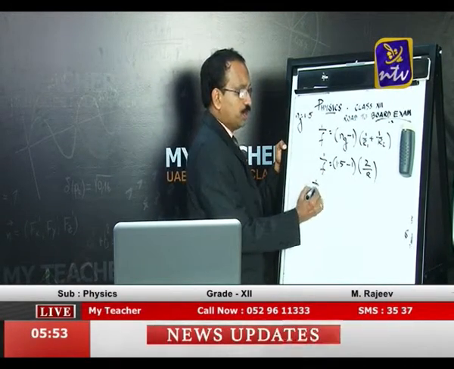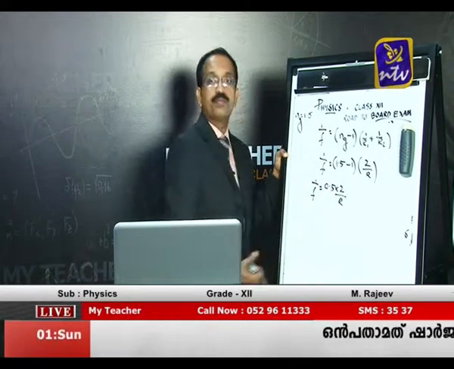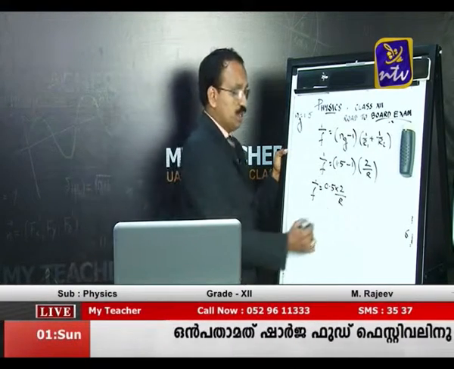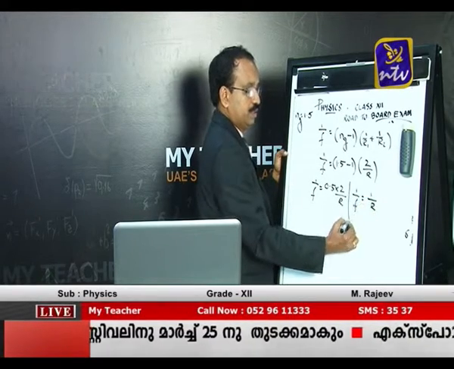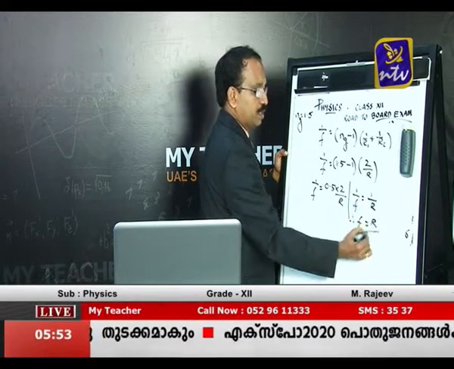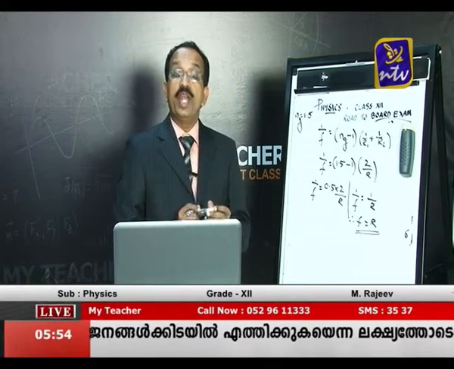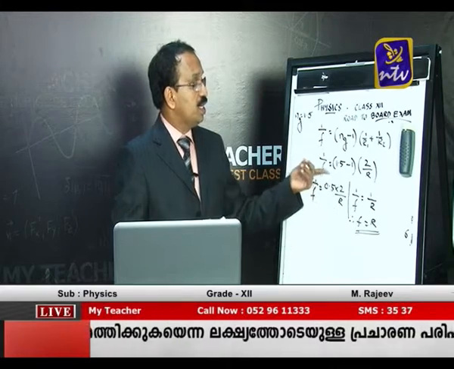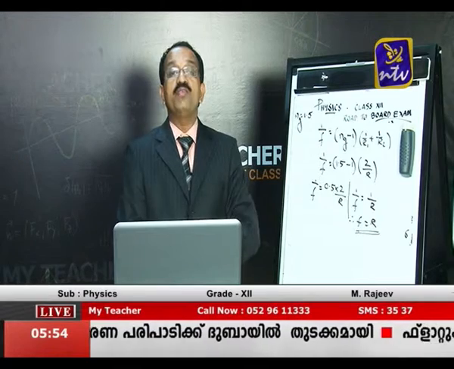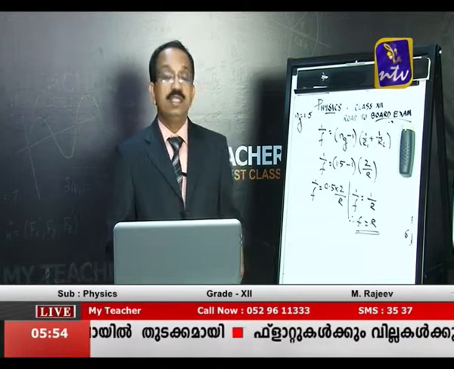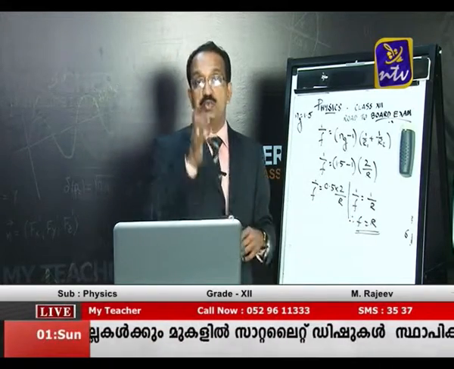So it becomes 1 by f is equal to 0.5 into 2 by R. So 1 by f is equal to 1 by R. Therefore, f is equal to R. So focal length is equal to radius of curvature. What we have seen here is that if the lens is an equiconvex lens of refractive index 1.5, the focal length of the lens is equal to the radius of curvature. That is one thing to understand.